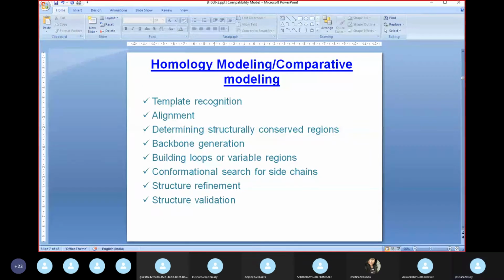Right? Now, based on the structurally conserved region, you generate the peptide backbone of the protein. Then around that come the parts which are variable. These could be loops, or side chains which fall outside the backbone. Once you have some kind of structure, you carry out its refinement so that it fits the model, and then you validate, because there are very many tools.